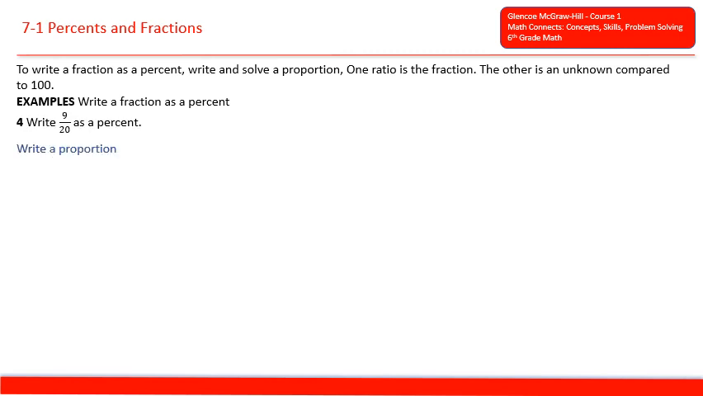Write 9/20 as a percent. So we're going to write the proportion. 9/20 equals n over 100. That n is the unknown. And we're going to solve.